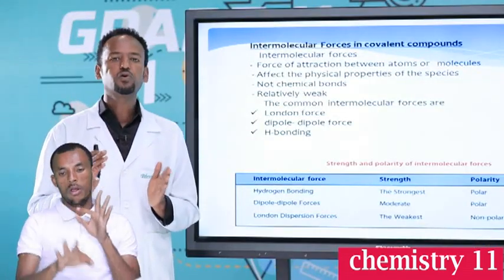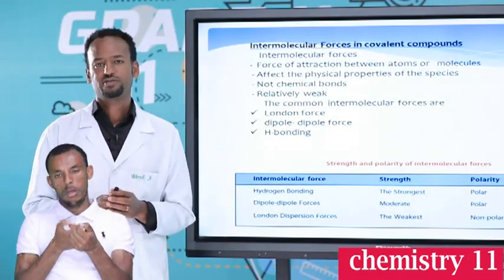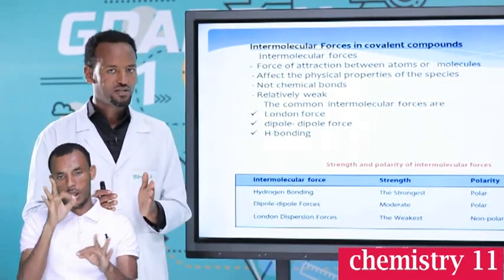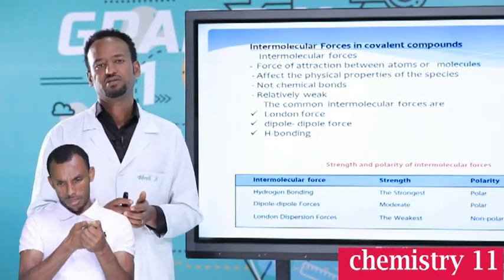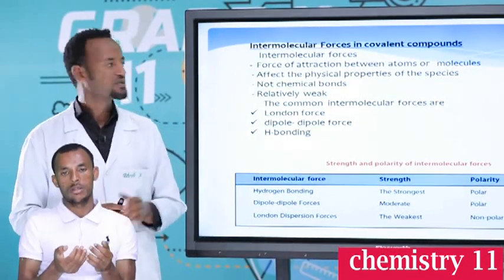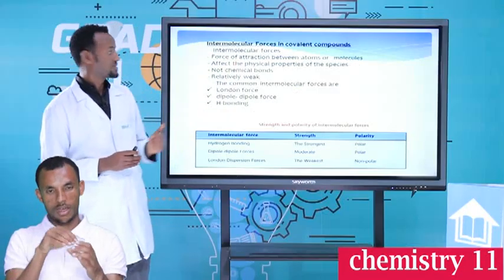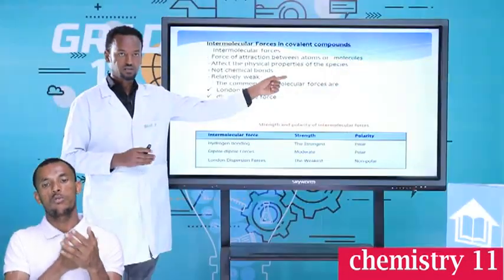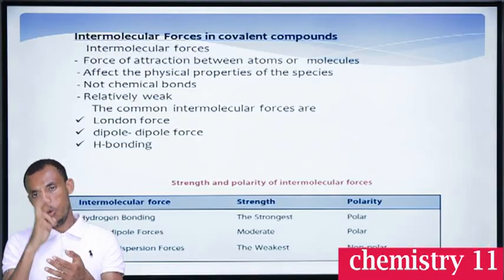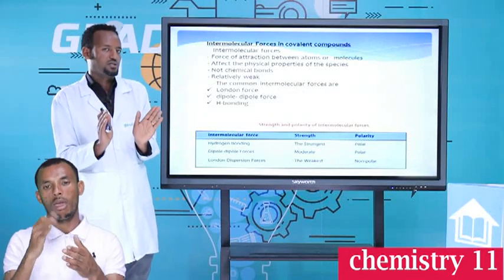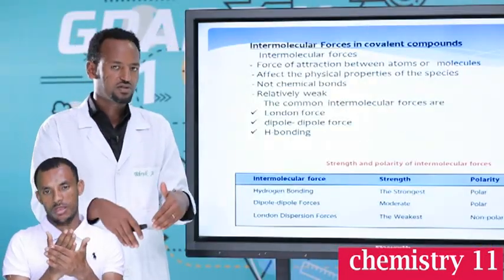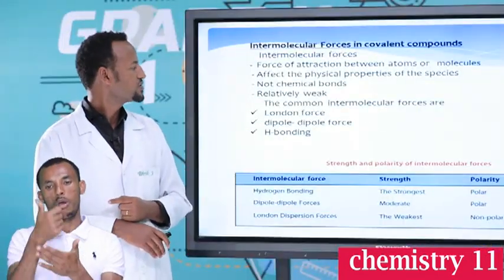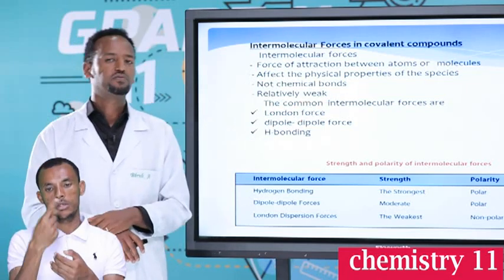Intermolecular force is force of attraction between species. Therefore, this is intermolecular. Intermolecular means what? Force of attraction between species is known as intermolecular forces. Therefore, intermolecular forces in covalent compounds: force of attraction between atoms or between molecules. In the case of intra, not between, within a molecule, within a species. Therefore, force of attraction between atoms or between molecules affects the physical properties of the species.